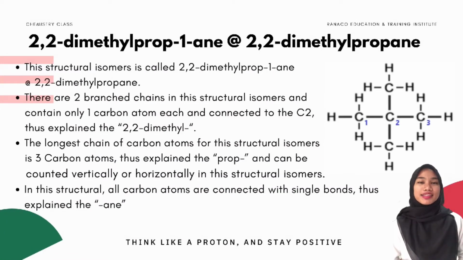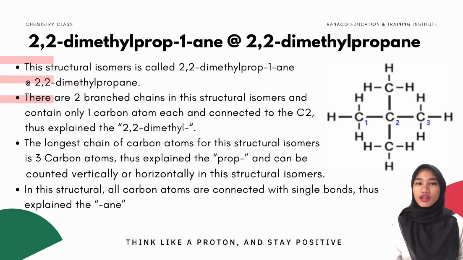The third structural isomer is 2,2-dimethylpropane. This structural isomer comes with branch chains. There are 2 branch chains in this structural isomer and each contains only one carbon atom. The branch chains are connected to the C2, thus explaining the 2,2-dimethyl.